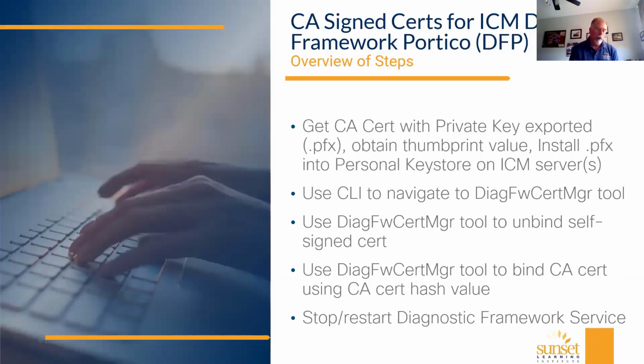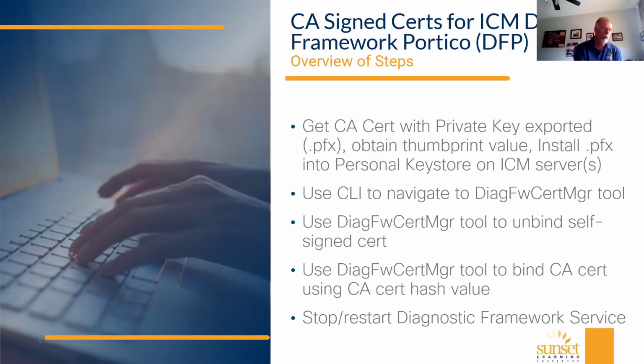Diagnostic Framework Portico certs, basically one of the things we're going to have to do here to get this key store to adhere to a CA sign mechanism is a little bit outside what we'd normally do with CA sign things, where we create a certificate request, download it, go out, get it signed, download the signed copy, and then import the CA cert and the signed cert. A slight variation here to what we're doing.